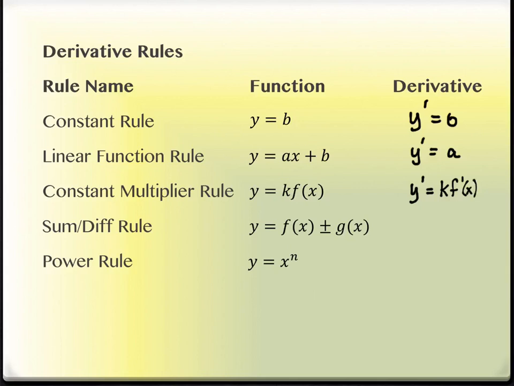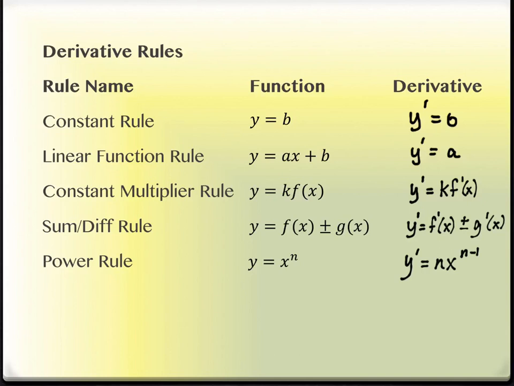How about sum and differences? What do you do? Yeah, so you just do them independently. And then whatever sign is between them, you put the same sign. So this says plus or minus, so I'll write plus or minus. All right, how about the power rule? What's the derivative of x to the n? n x to the power n minus 1. Good. Okay, so everybody good with those?